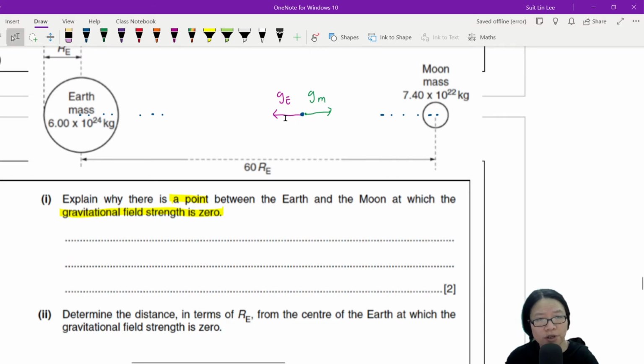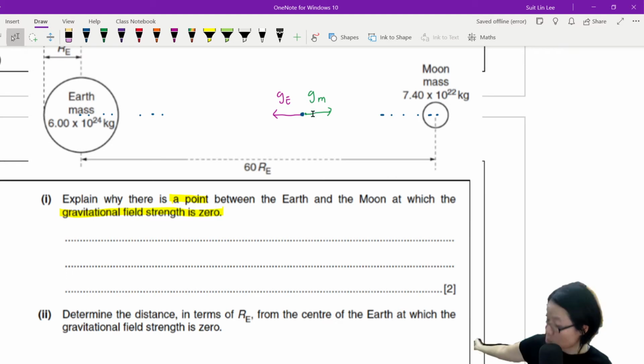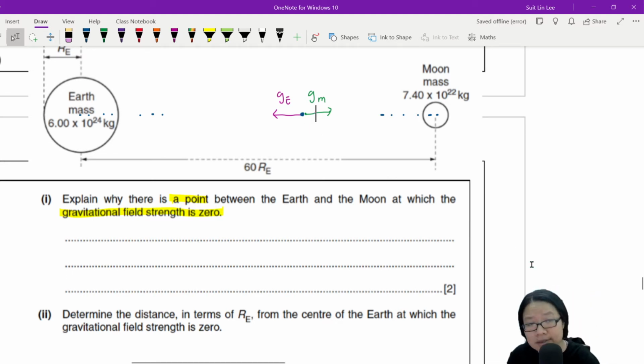So there will be a point where these 2 magnitudes will be the same. And then the rock is like, okay, you pull me in one direction, Earth. You pull me in the other direction, Moon. I'm just going to chill here. You pull me on 2 sides, the forces will cancel out. Please talk about how they are in opposite directions, because this is a vector.